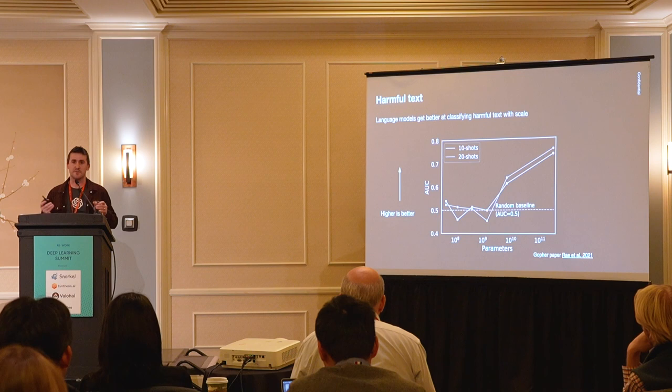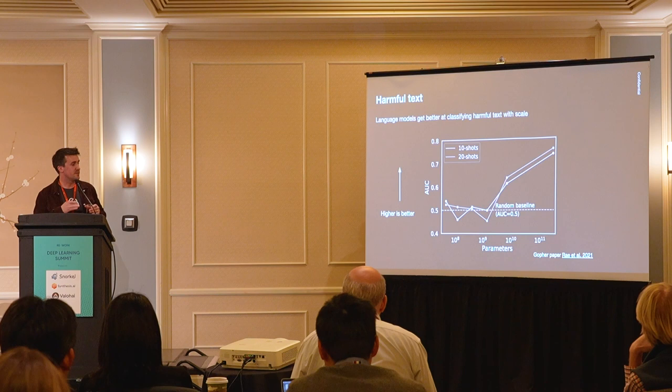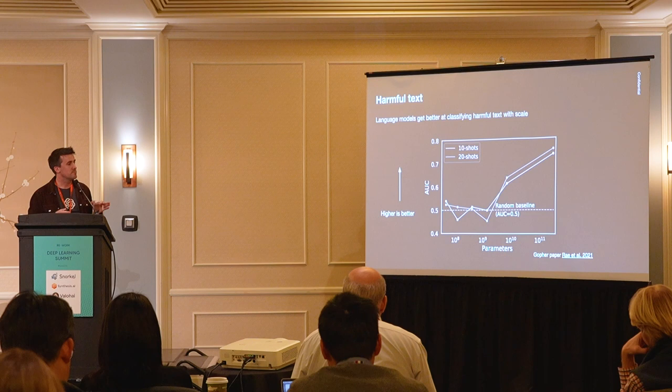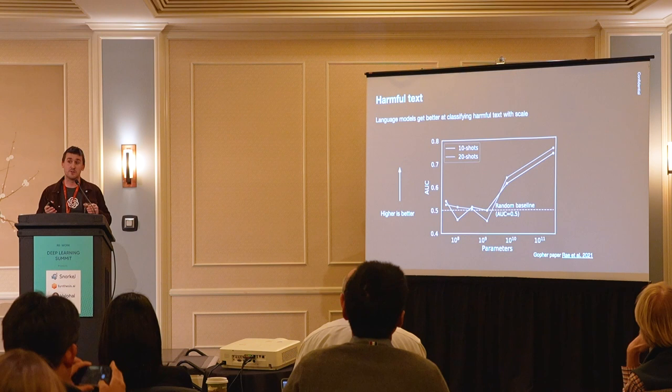I'll give you another example of classification versus generation giving totally different findings. So harmful text. As language models get bigger, on the x-axis we have the number of parameters, and on the y-axis we have classification accuracy on a toxic text classification task. As we increase the size of these neural networks, they get better and better at identifying what toxic text is, which is good, because maybe that means we can use them to better combat the generation of harmful text.